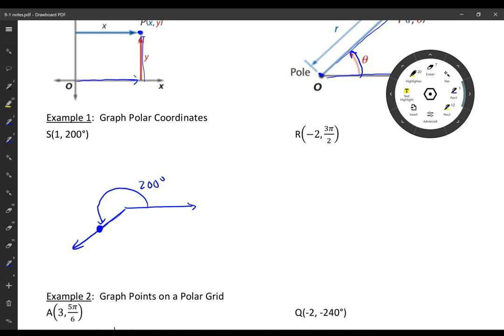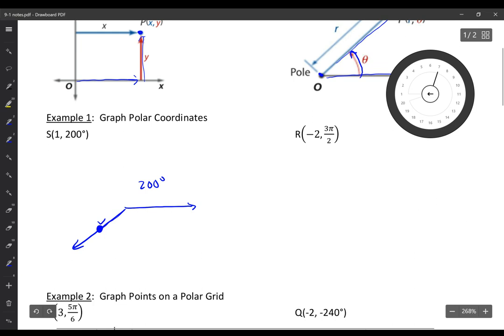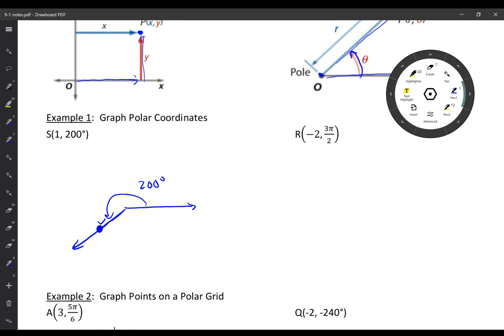So that's basically how I'm graphing this. Sometimes you'll see them extend this line, sometimes they won't. I usually don't extend that little part of the line just because then I get confused about what I'm doing. But you graph an angle, and then I should label this part 1 as well. And so this is going to be S. So I went 200 degrees, and then I went out 1 unit from that point.